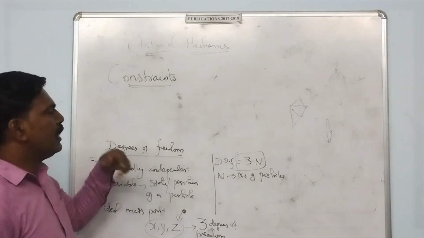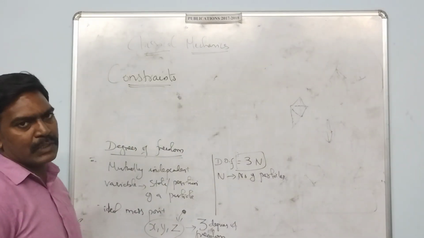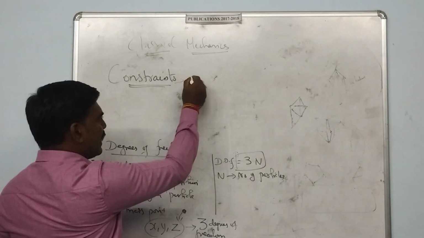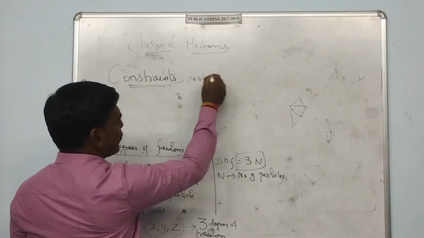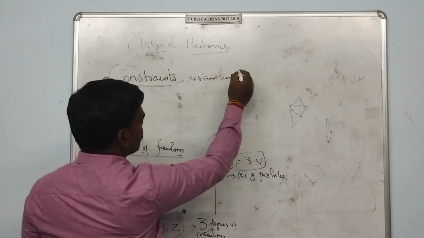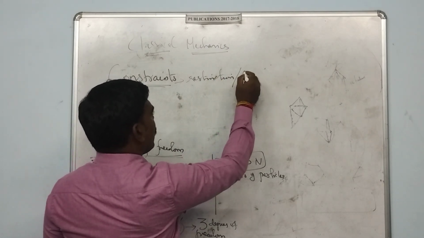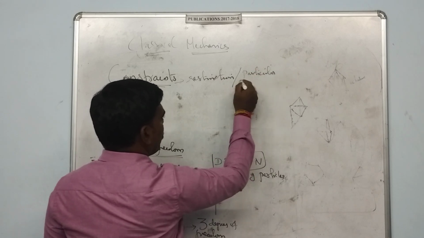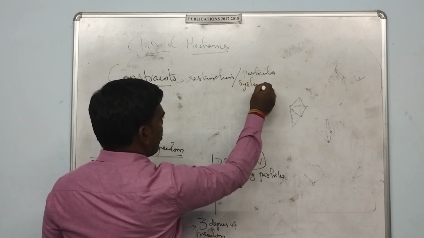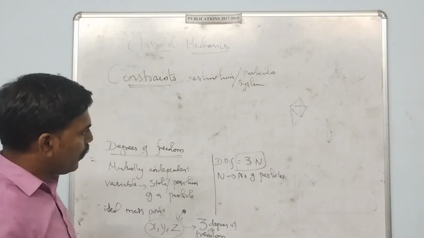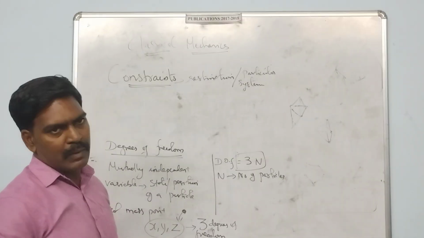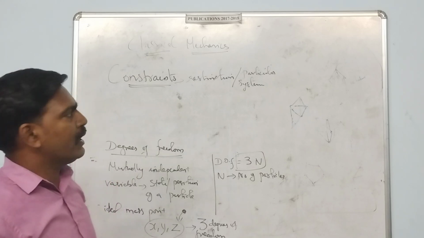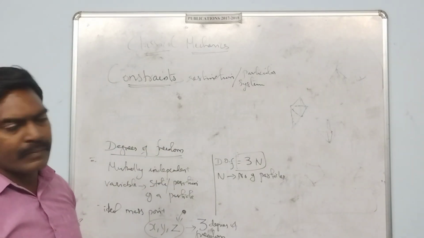Next we go into the previous topic, constraints. What is meant by constraints? We have to apply some restriction on the particular system. It may be any movement or any physical variable. When we apply some restriction on the particular system, we call this constraints.